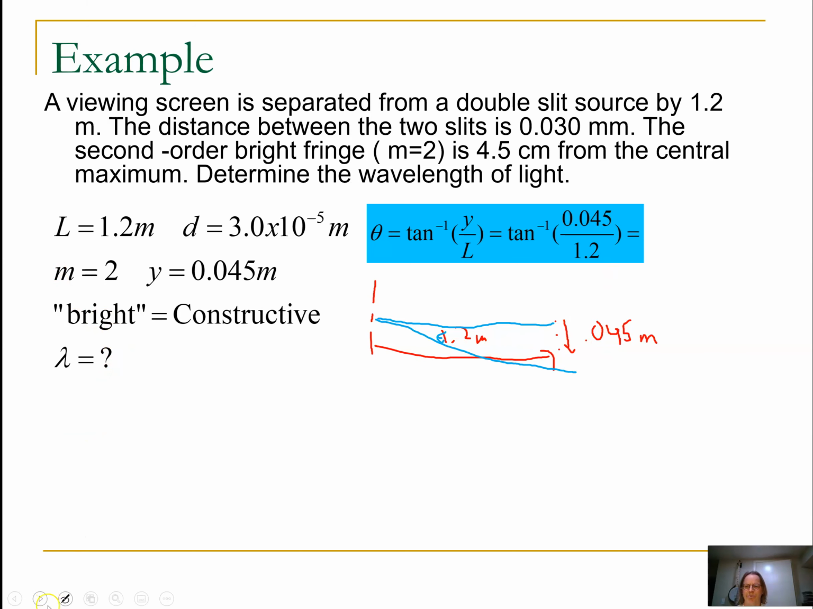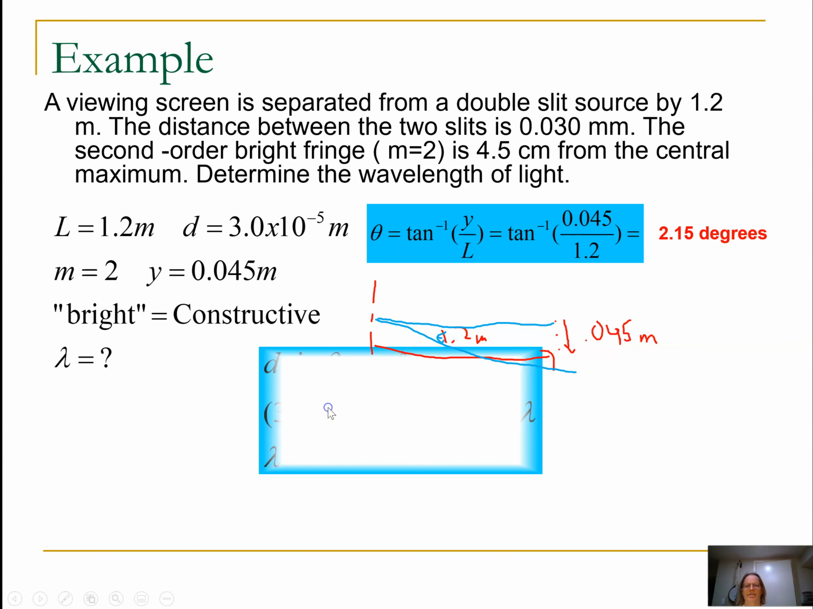And there it is, 2.15 degrees. Make sure you're in degrees when you're doing this on your calculator. Make sure you're not in radians because you just came from calculus class or something with your calculator in radians. Make sure you're in degrees. So 2.15 degrees.